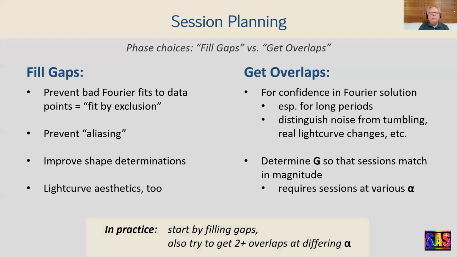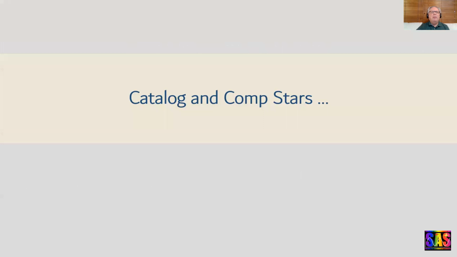So in practice, I start by filling gaps in a building light curve. Then in later sessions, also try to get at least 2 overlaps at differing phase angle. That's my practice. In the next category, how we handle the catalog and comparison stars.